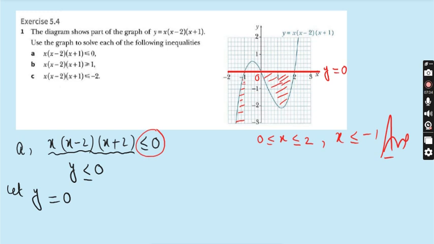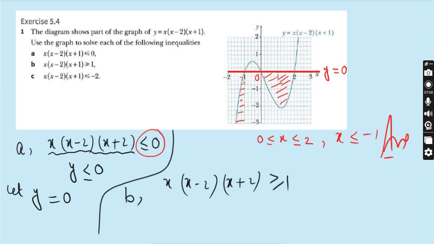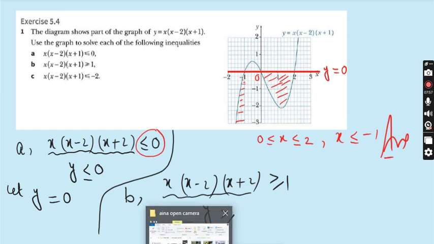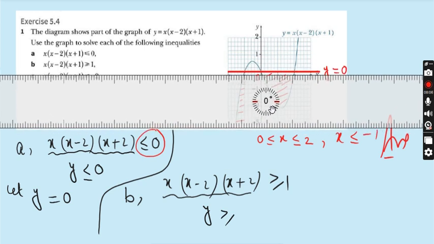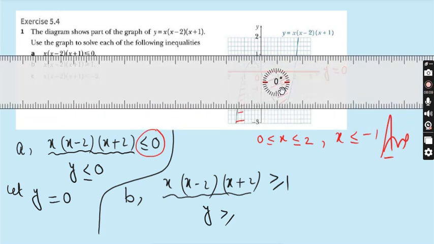Move to part B. What is part B? x(x minus 2)(x plus 2) greater than or equal to 1. Obviously x into (x minus 2) into (x plus 2) is y, so y is greater than or equal to 1. So first we have to draw the line y equals 1.